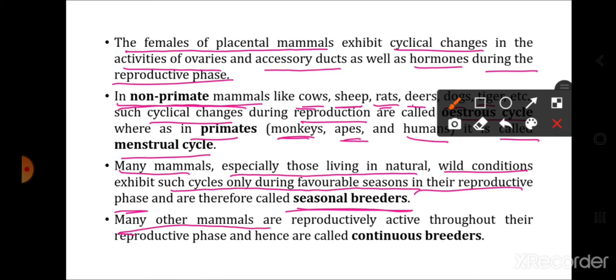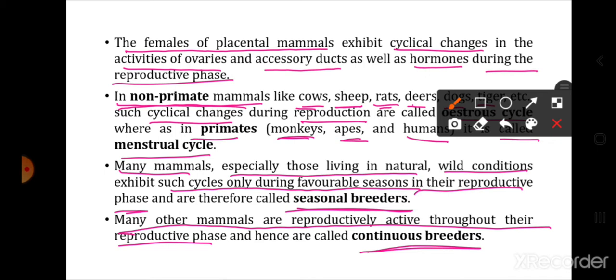Whereas many other animals are reproductively active throughout their reproductive phase. Most of the mammals are reproductively active throughout their reproductive phase. It is not that such cyclical changes or reproduction are possible only during a particular season. Most of the mammals are reproductively active throughout their complete reproductive phase, and such organisms are called continuous breeders. What are they called? They are called the continuous breeders.